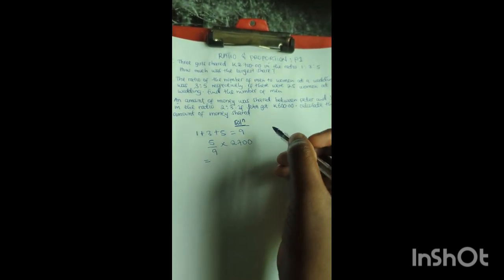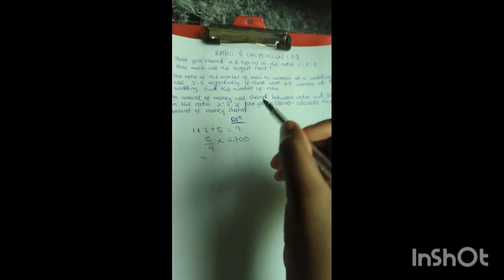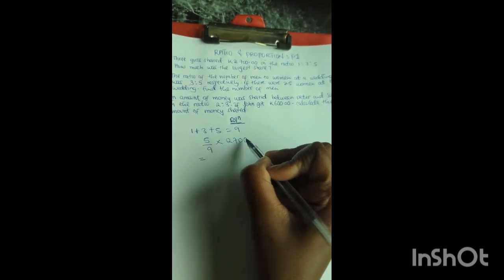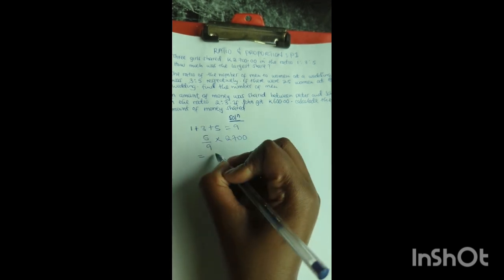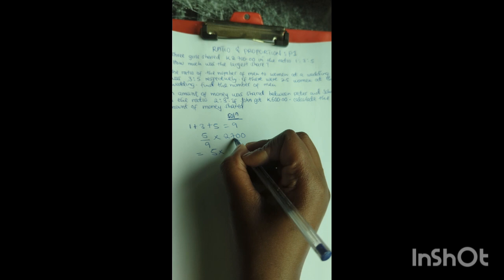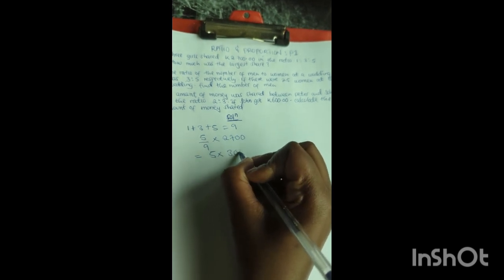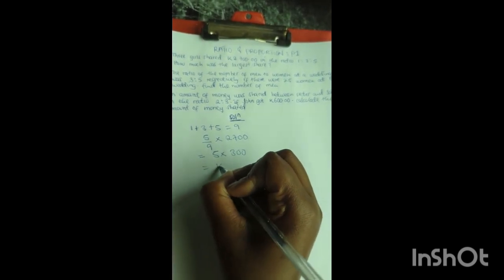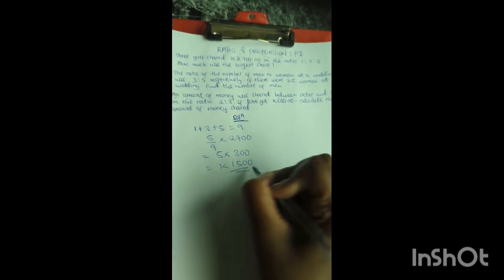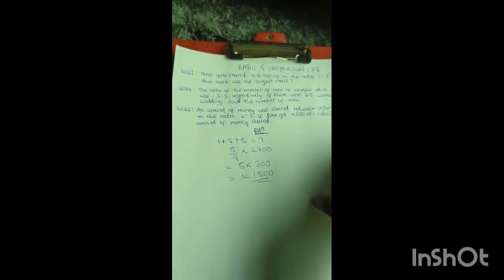So you see how you can best simplify. 9 into 27 goes 3 times. Then 0 into 0, 0. So it will be 5 multiplied by 3 for the 300. So 300 multiplied by 5, meaning the largest share was 1,500 kwacha. That's all, without any stress.